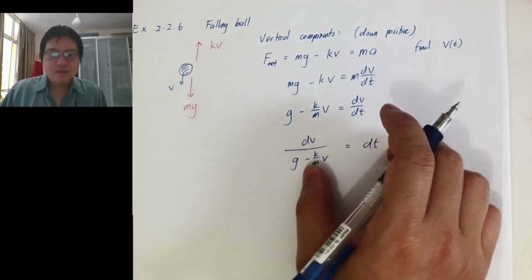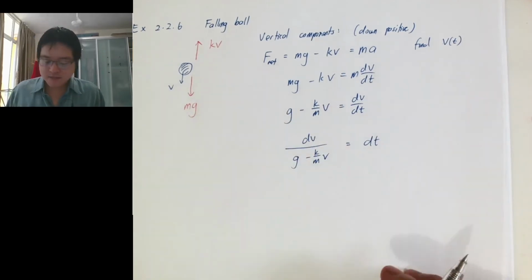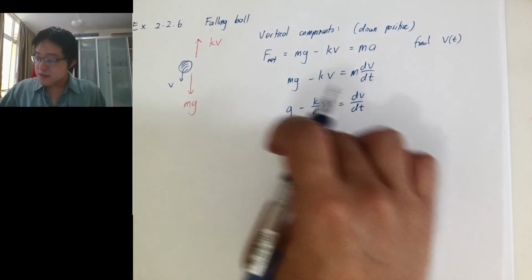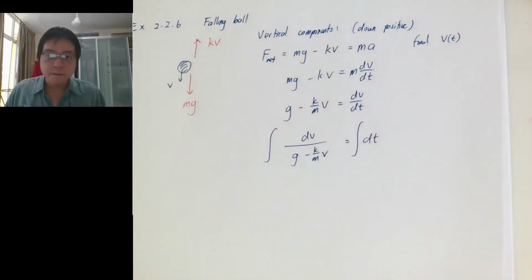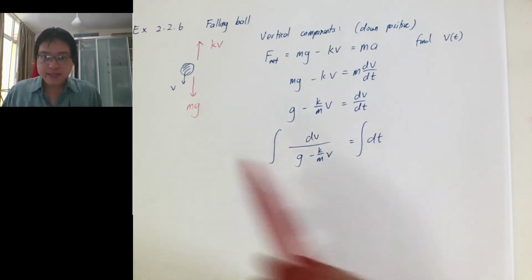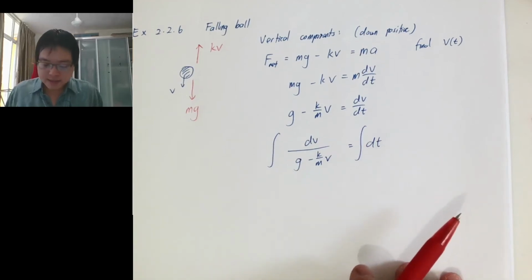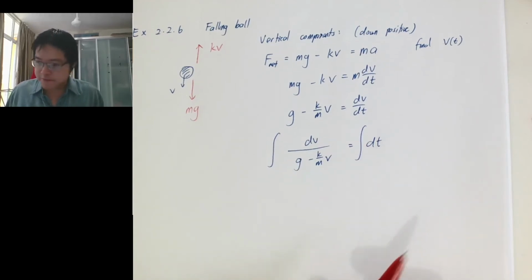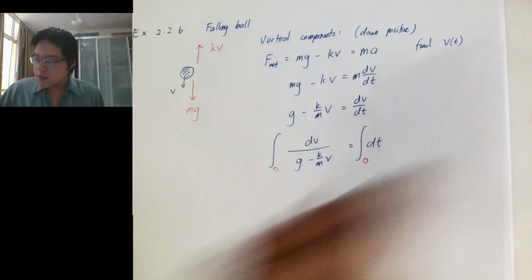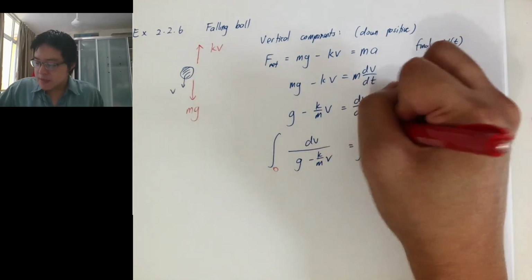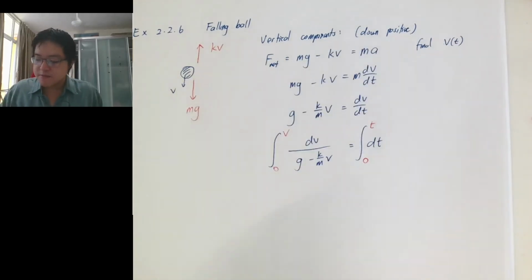Okay, so I just got this, right? And then it's just the integration now. So all I need to do is integrate both sides. So I can make this a definite integral. Let's say the object falls from rest. So at time 0, the velocity variable is 0, and then at some arbitrary time t it is going to have some final v. Okay, so this will give me v as a function of time.